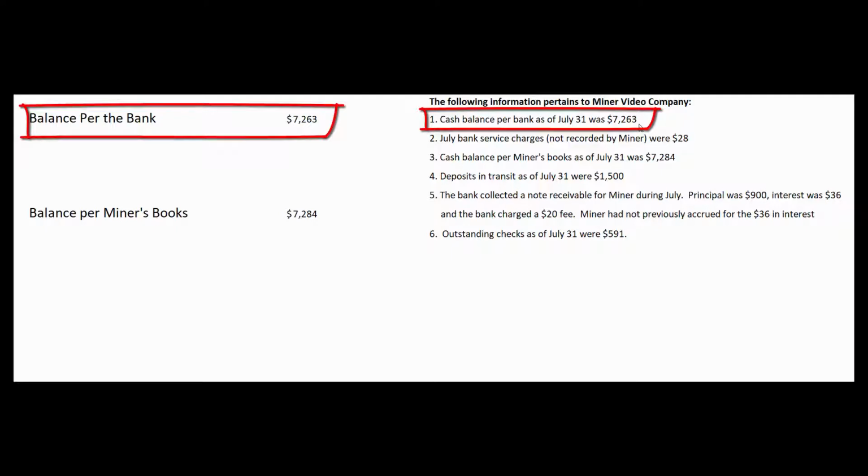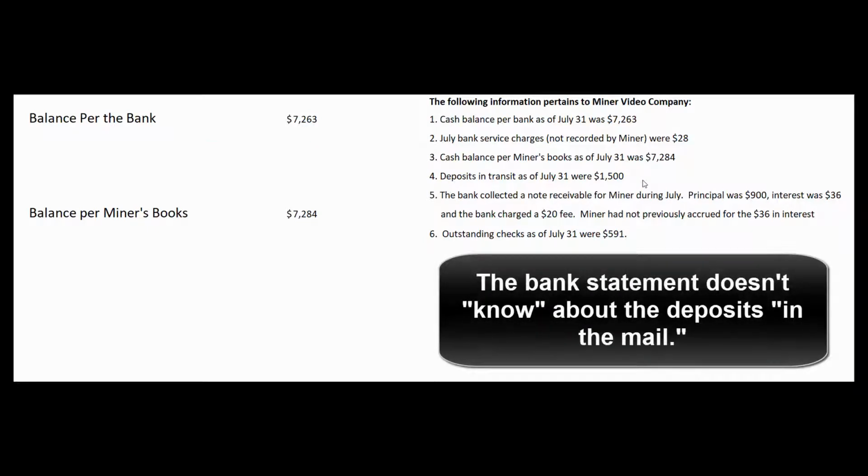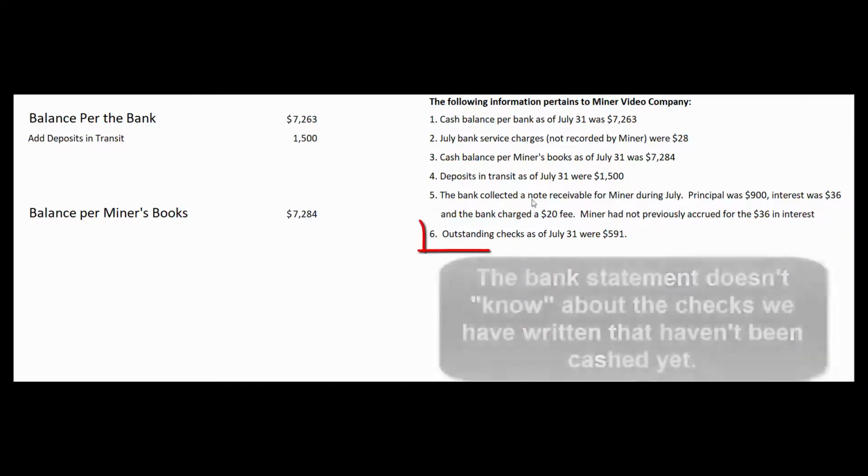Well, it doesn't know about the deposits in transit. In other words, we wrote down in our books that we deposited $1,500, but maybe it's still in the mail. Maybe we made the deposit on August 1st, so as of July 31st, it isn't on the bank statement. Whatever the reason, it's called the deposit in transit, and it doesn't appear on the bank statement. So let's add it.